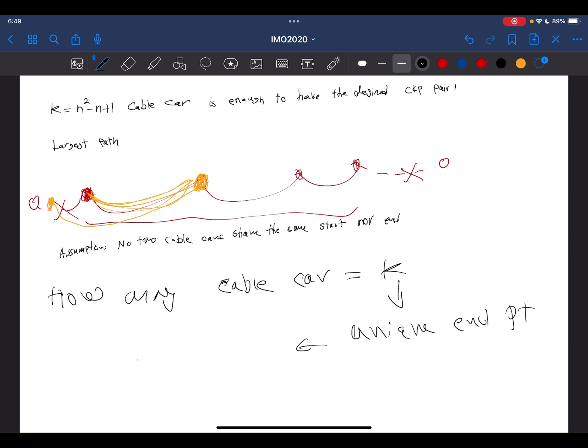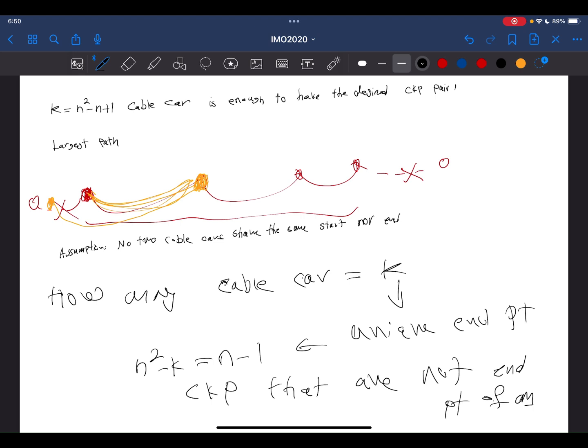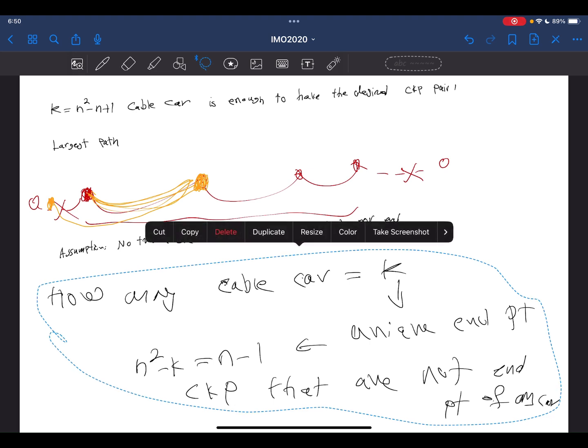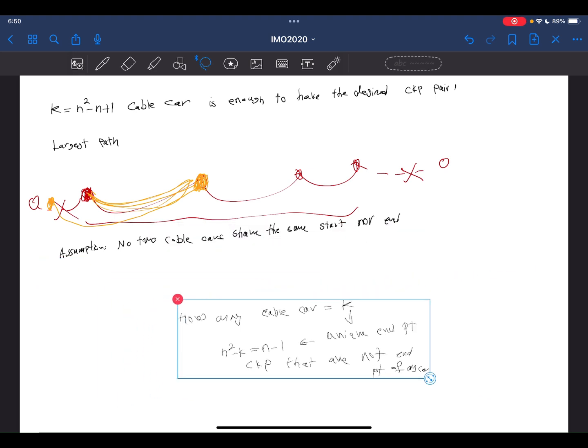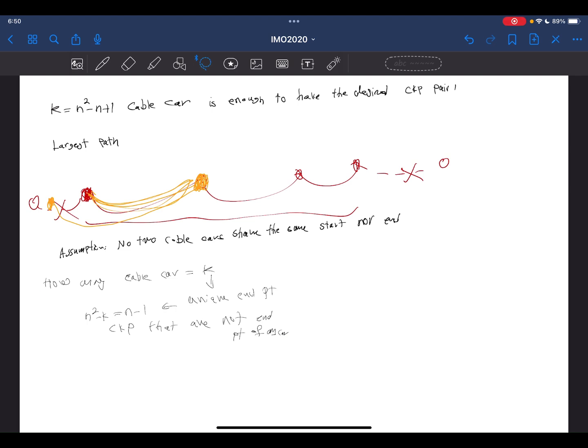So I have n squared minus k, which is n minus 1 checkpoints that are not endpoints of any A cable car. Correct? This was very straightforward. So each cable car has a unique endpoint. There are k of them, and there are n squared checkpoints. So there are n squared minus k checkpoints which are not the endpoint of any A cable car.